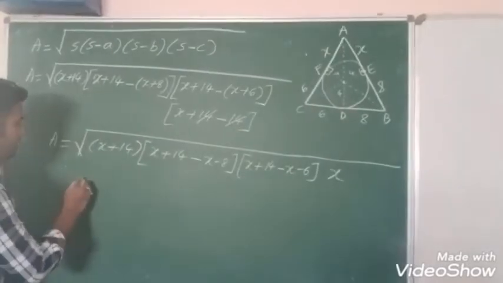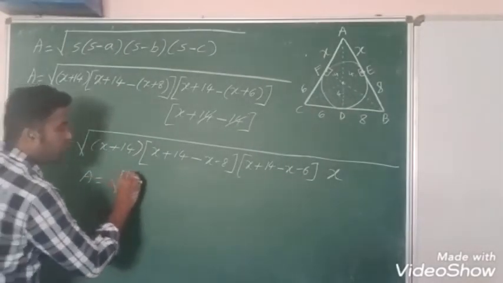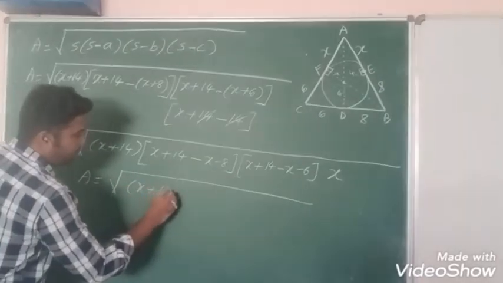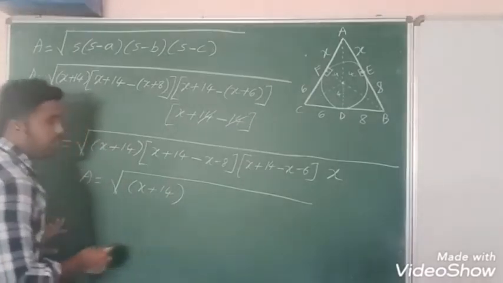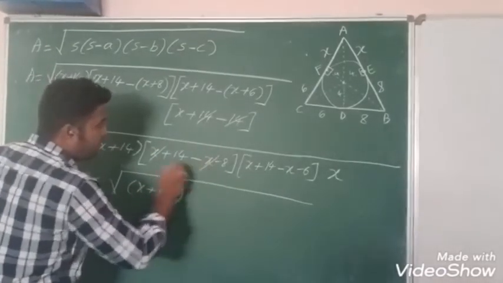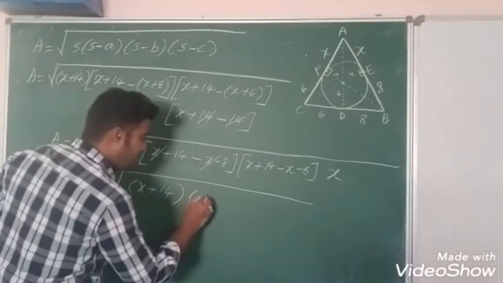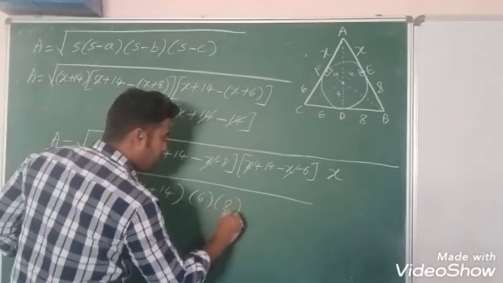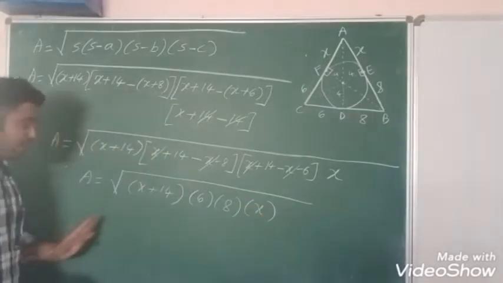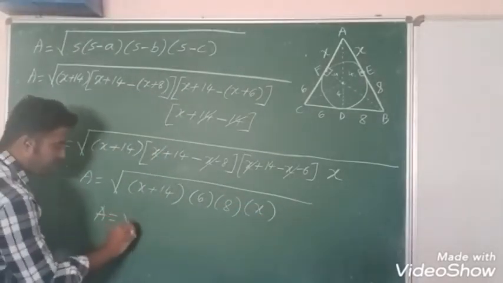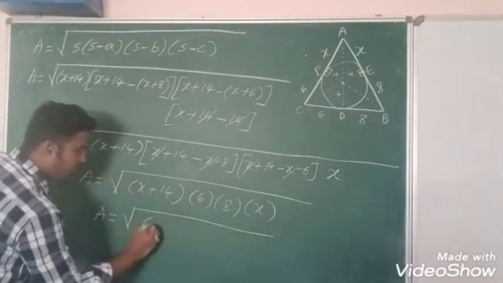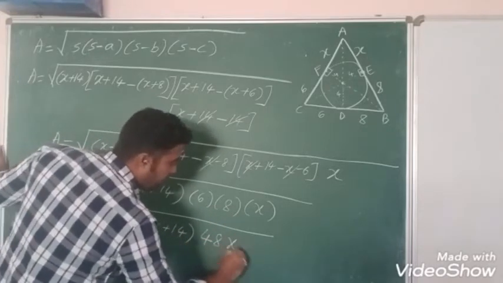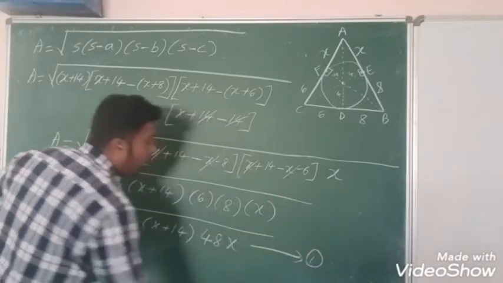Now what about this area? A is equal to the square root of, you can see this is as it is, x plus 14, and here these two get cancelled. 14 minus 8 is nothing but 6. These two get cancelled. 14 minus 6 is nothing but 8, and this is x. So what can I say about this? Area A is equal to the square root of x plus 14 into 48x, and I can give this as equation number 1.